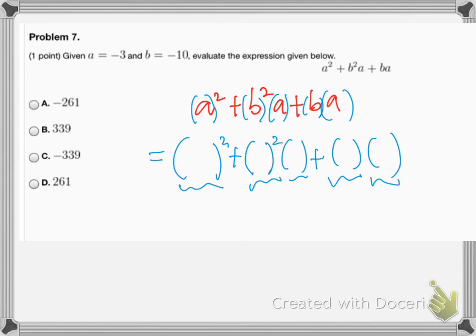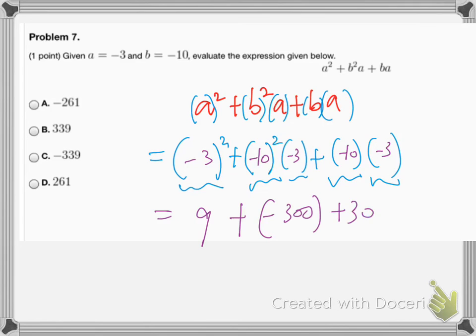And then you put the values, numbers. So a is what? -3. B is -10. A is -3. And then follow the order of operations, right? So this is 9 plus, this is 100 times -3, so negative 300, plus 30. So the answer is -261.